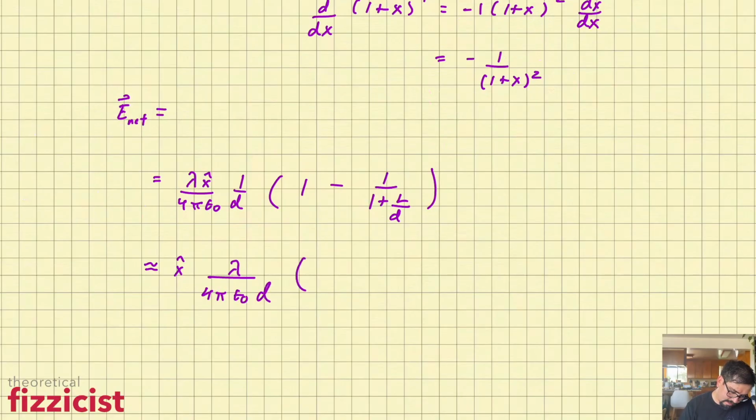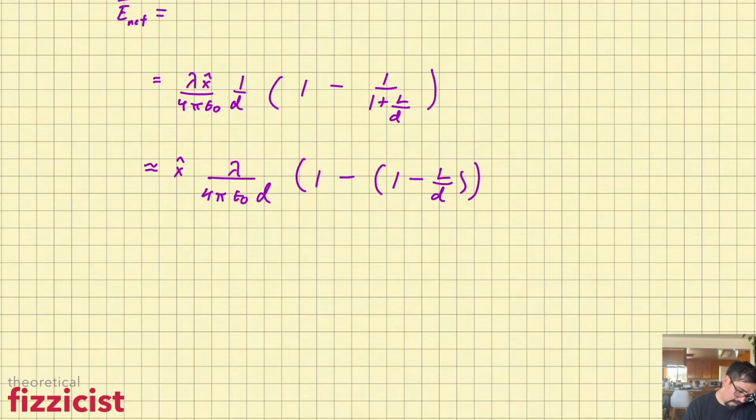And now we know this thing right here, notice the squiggles, they are indeed there. We know we can write this as 1 minus L over D in our approximate form. Now we see that the ones cancel. See you later, alligator. We see that positive right there. And so this all ends up cleaning up to be x hat lambda L all over 4 pi epsilon naught D squared.